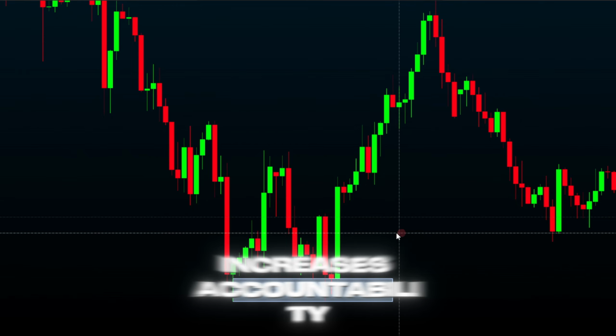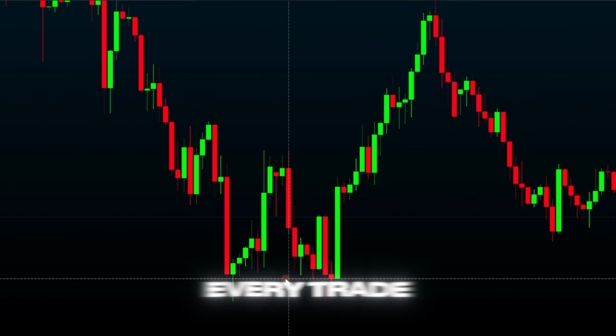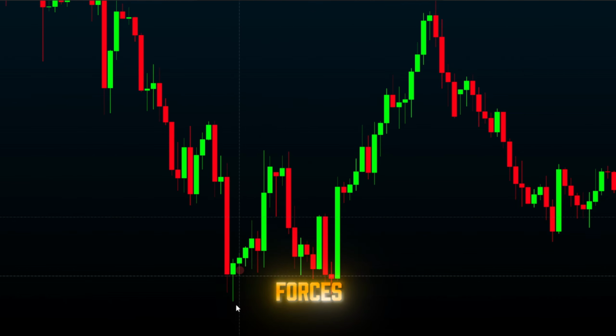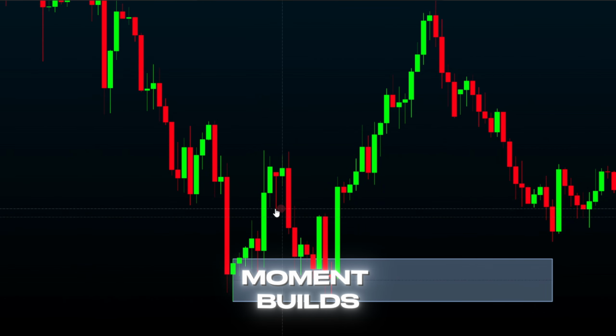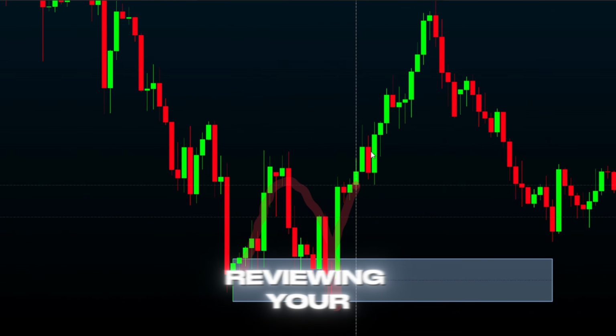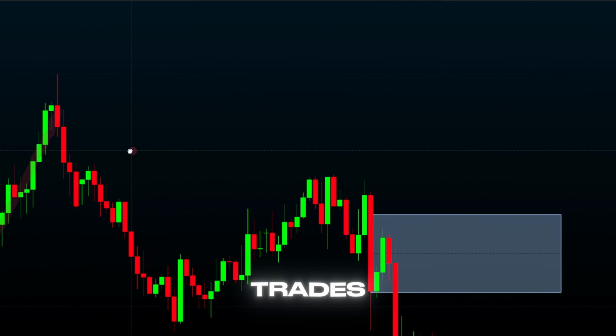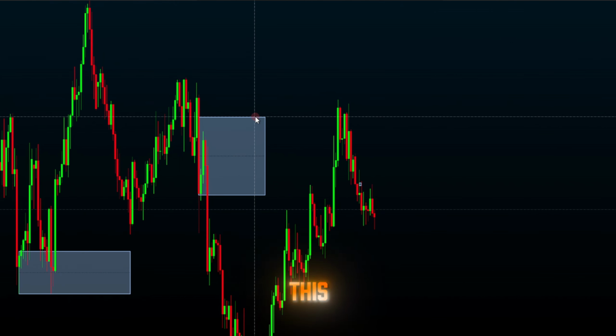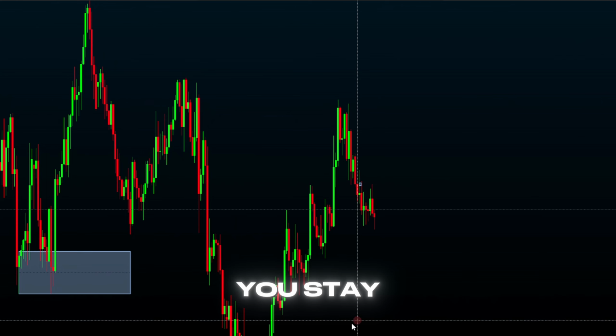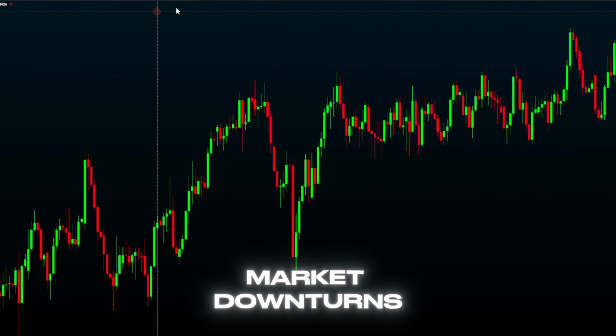Increases accountability. Knowing you will have to review and record every trade, good or bad, forces you to be more deliberate and accountable for your decisions in the moment. Builds confidence. Reviewing your past successful trades provides documented evidence that your method works. This builds confidence and helps you stay focused during market downturns.